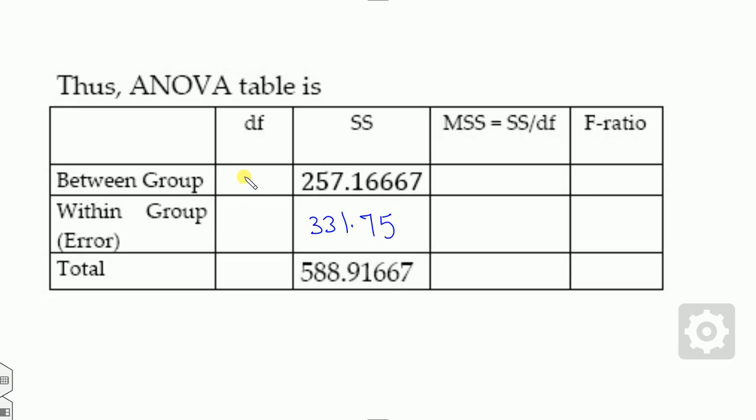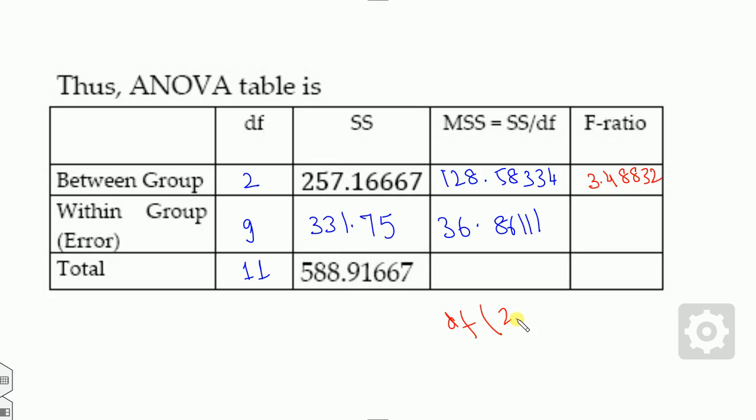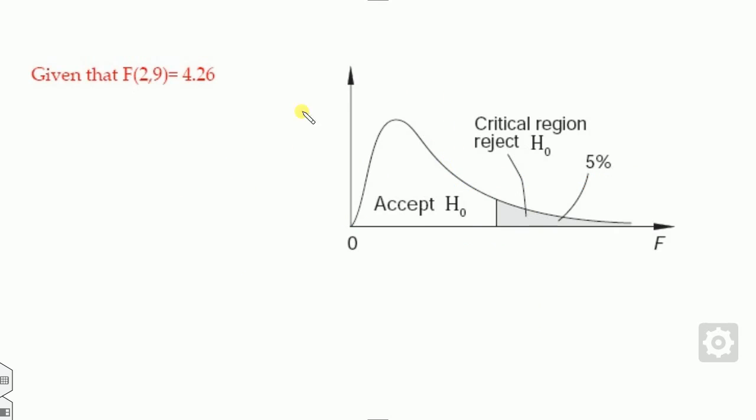After calculating and substituting here, you will get this number as 33.75, and the degree of freedom we have already calculated is 9. Once you divide this number by this, you will get 128.58334. Always use at least 4 decimal places. And this is 36.86111. This divided by this gives 3.48832. The degrees of freedom are 2 and 9.